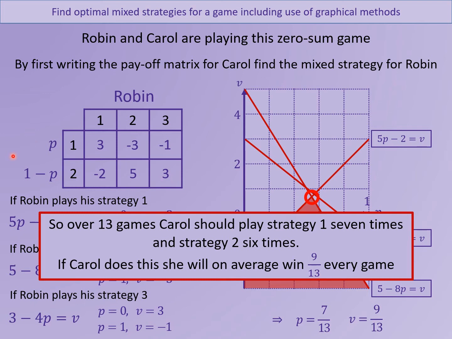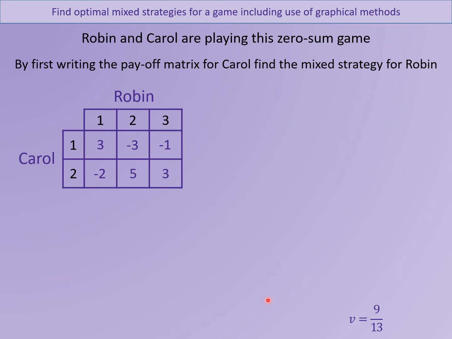The problem is we haven't answered the question yet. That's the mixed strategy for Carol. I want the mixed strategy for Robin. So how do I go about doing that then? Well, the one thing we know that is definitely consistent is the value of the game. The value of the game does not change between Carol and Robin. There's no way that Carol, who's going to be winning 9/13, that means that Robin will be losing 9/13. They are linked together. They can't be different.